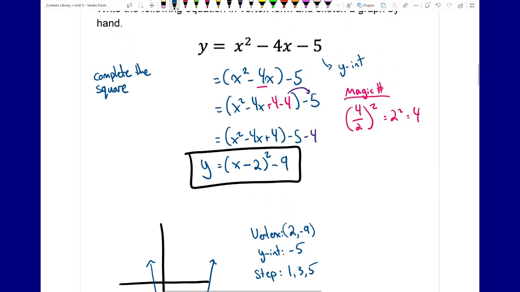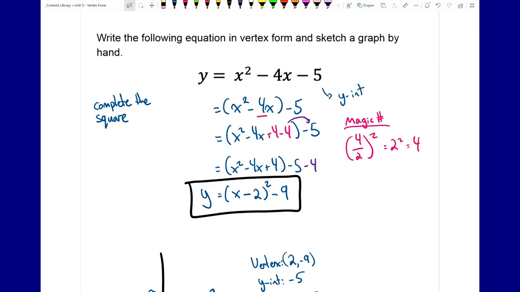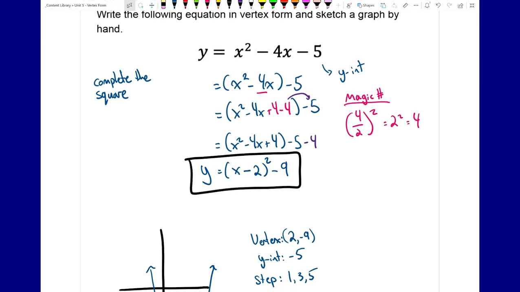And that is all from our standard form, right? We converted it to vertex form, which makes it easier to graph. It gives us more key pieces of information. So this might be something we have to do when we go through some of these application questions.